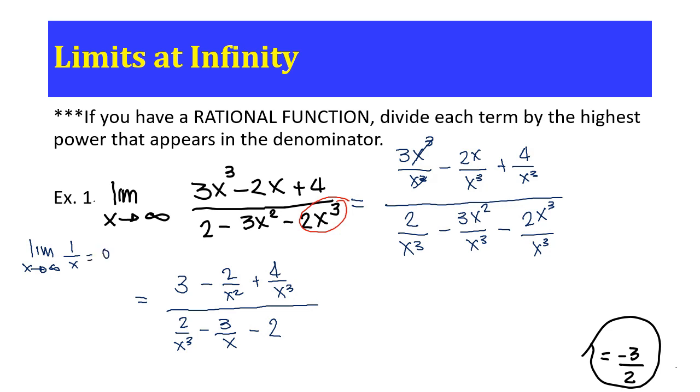Okay. So that is what we will do and apply: everything with x in the denominator, we approach to 0. This will be 0, this will be 0. Therefore, the answer is 3 over negative 2, or negative 3 over 2.